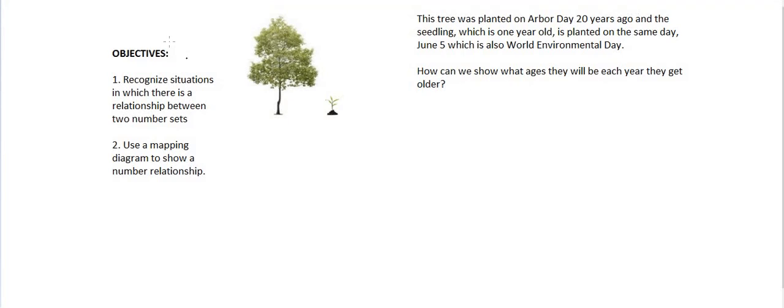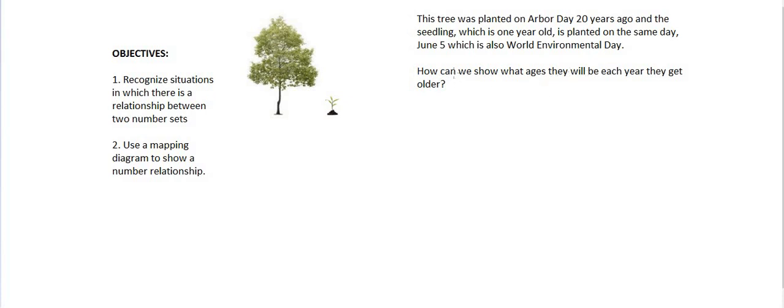All right. So what we're going to be doing today is recognizing situations in which there is a relationship between two number sets, or where there is a relation, and using a mapping diagram to show a number relationship. All right, let's start with this first example. It says this tree was planted on Harbor Day 20 years ago, and the seedling, which is 1 year old, is planted on the same day, June 5, which is also World Environmental Day. How can we show what ages they will be each year they get older?